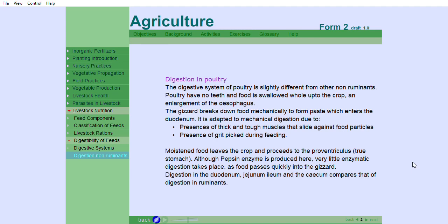Moistened food leaves the crop and proceeds to the true stomach called proventriculus. Although pepsin enzyme is produced here, very little enzymatic digestion takes place as food passes quickly into the gizzard. Digestion in the duodenum, jejunum, ileum, and the cecum compares to that of digestion in ruminants. Poultry usually absorb most of the water in the large intestines. Egestion takes place through the cloaca.